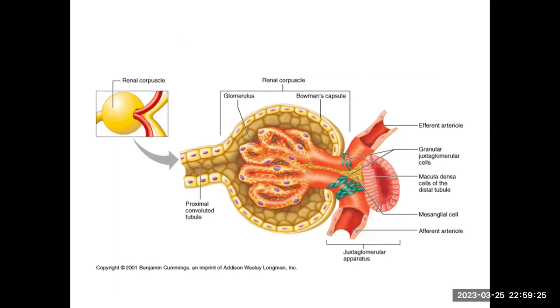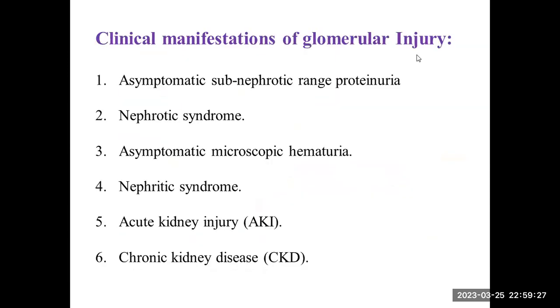Unlike in nephrotic syndrome and in subnephrotic range proteinuria, where the patient is asymptomatic, in nephrotic syndrome the patient might have an insidious onset. There might be a subacute presentation and sometimes a chronic presentation. But in nephritic syndrome, the presentation is acute because there is severe inflammation. There is an acute inflammation damaging the glomerulus.